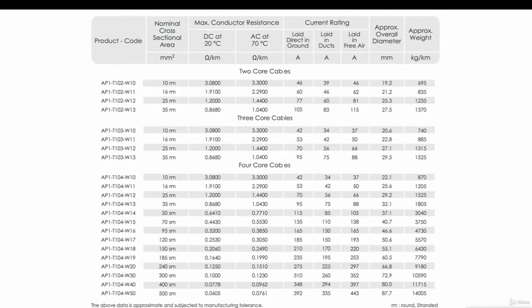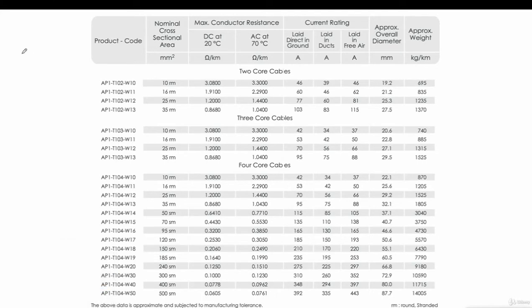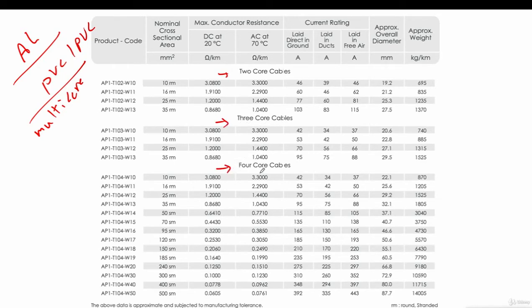Okay, this table is for aluminum cable, PVC by PVC insulation, and this is a multi-core. And as previous with copper conductor, we have here three sections: one for two core cables, one for three core cables, and one for four core cables, and all cores are the same cross section.